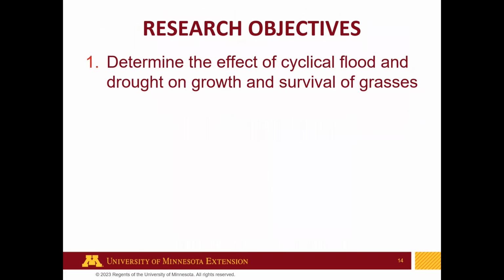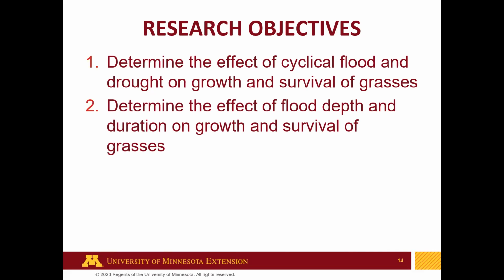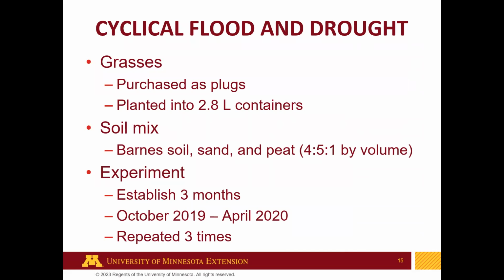For these 2 studies, we had 2 research objectives. The first, determine the effect of cyclical flood and drought on growth and survival of the 7 perennial ornamental grasses. And 2, determine the effect of flood depth and duration on growth and survival of these grasses. I'll talk first about the cyclical flood and drought study.